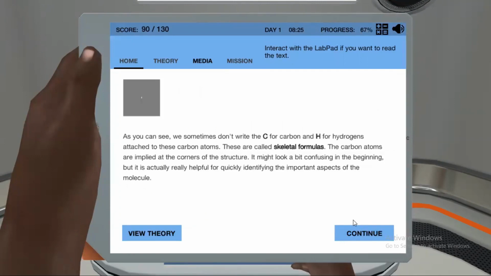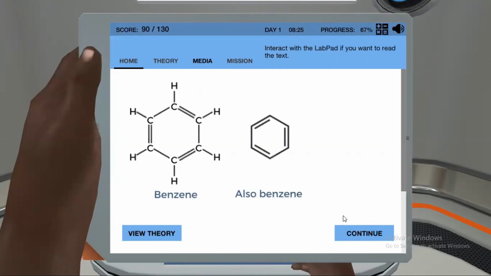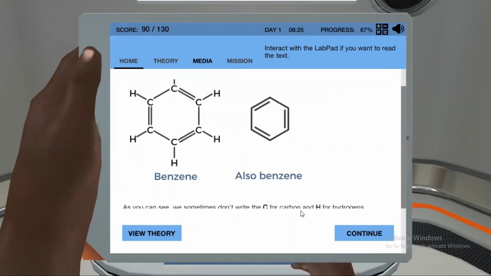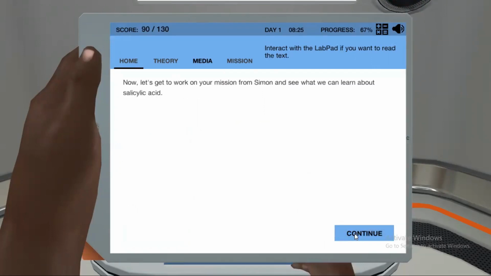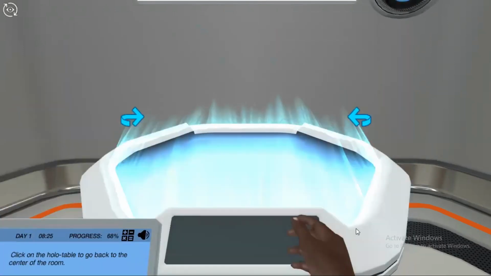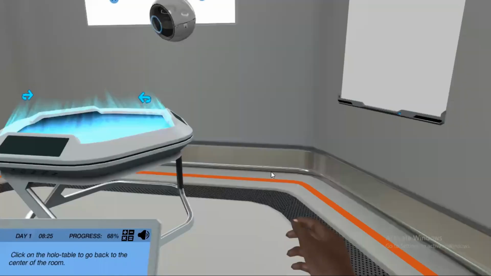As you can see, we sometimes don't write the C for carbon and H for hydrogens attached to these carbon atoms. These are called skeletal formulas. The carbon atoms are implied at the corners of the structure. It might look a bit confusing in the beginning, but it is actually really helpful for quickly identifying the important aspects of the molecule. Now, let's get to work on your mission from Simon and see what we can learn about salicylic acid. Click on the hollow table to go back to the center of the room.